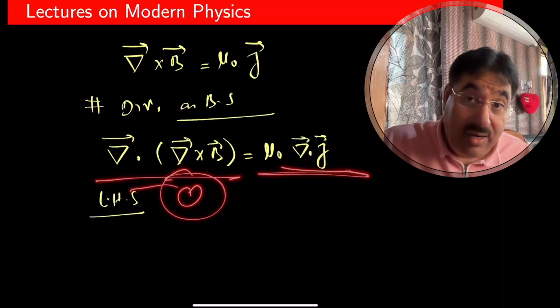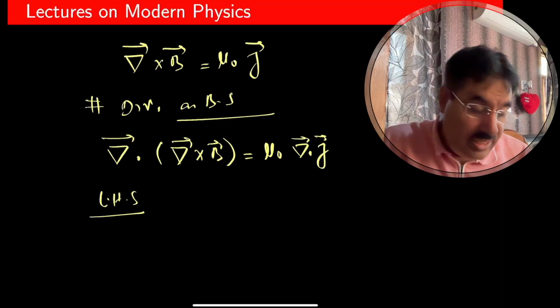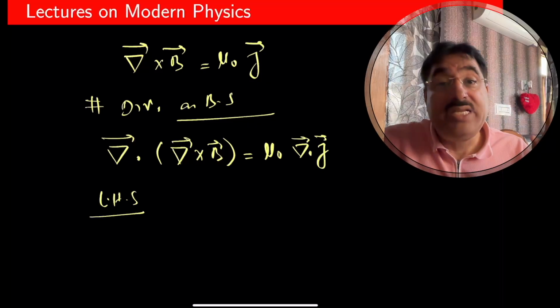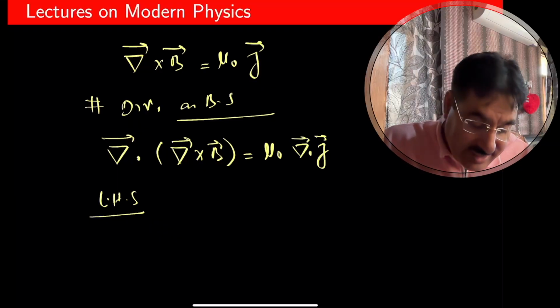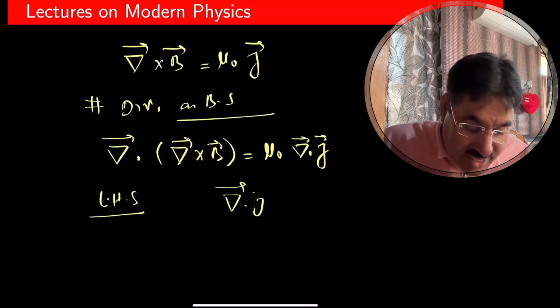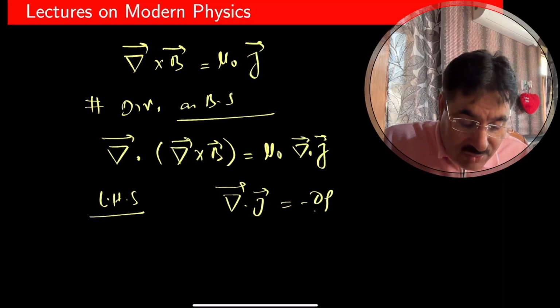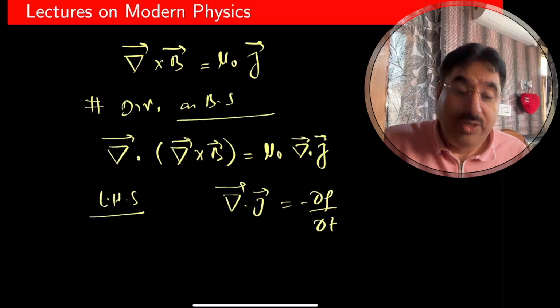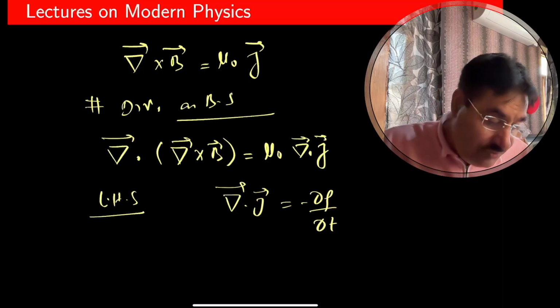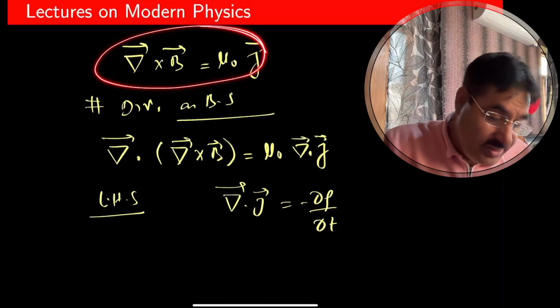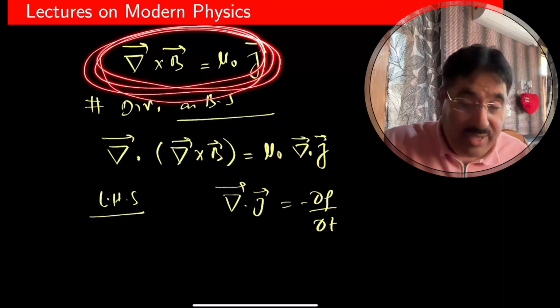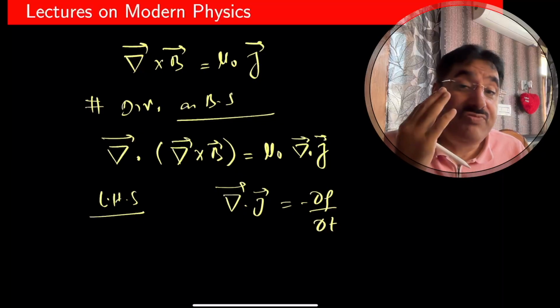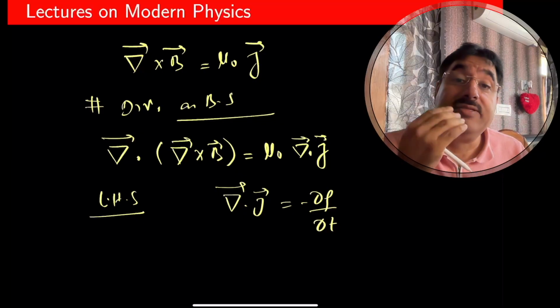But what about the right hand side? It's not always 0. That's the problem. If you look at the first equation that we derived today, the conservation of charge equation, that tells me del dot J is equal to minus del rho by del T. Aha, so that means the right hand side is not always 0. It could be del rho by del T. So therefore, there is trouble with this equation. There is something fundamentally wrong here. Some piece of information is missing, and we need to fix that.